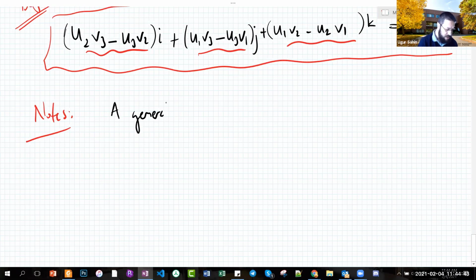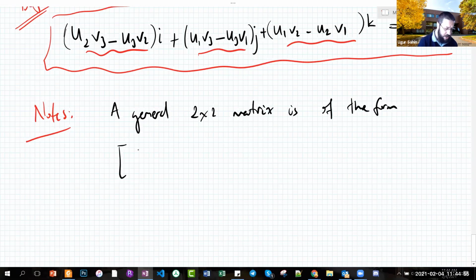A general 2 times 2 matrix is of the form this. This is how you can give a matrix in this dimension, a 2 times 2 matrix, guys. We usually use square brackets. There is an important feature about this matrix, guys. We call it the determinant.